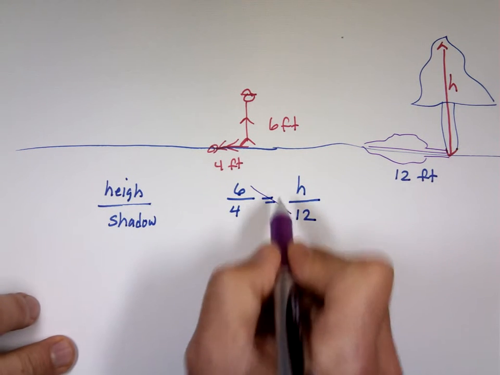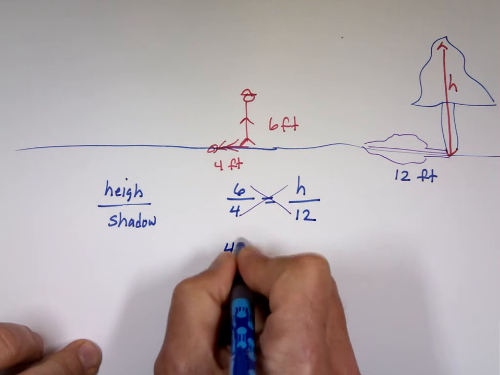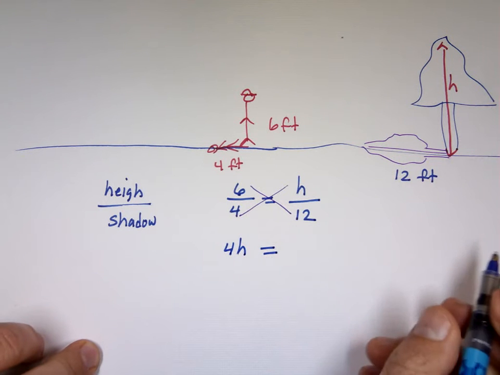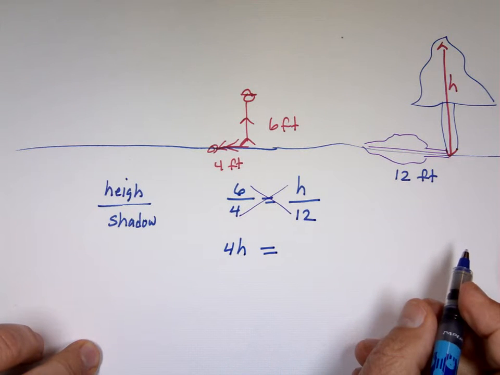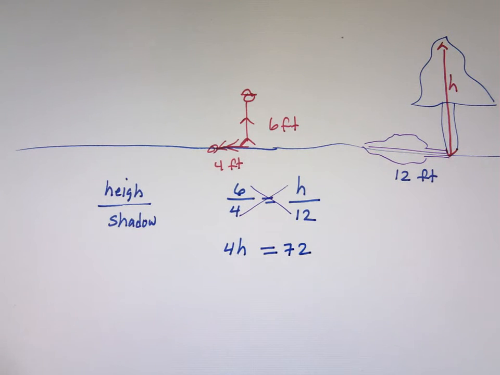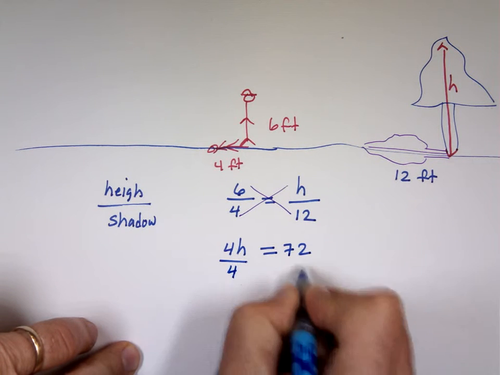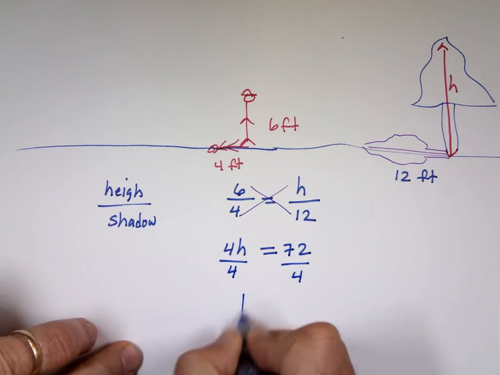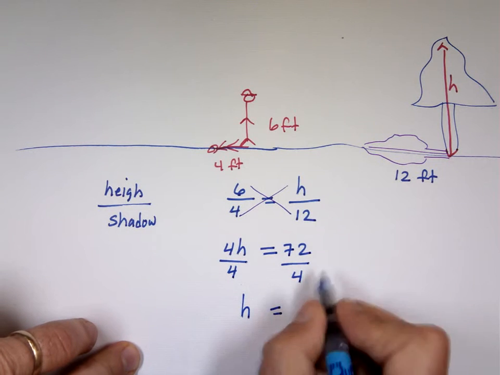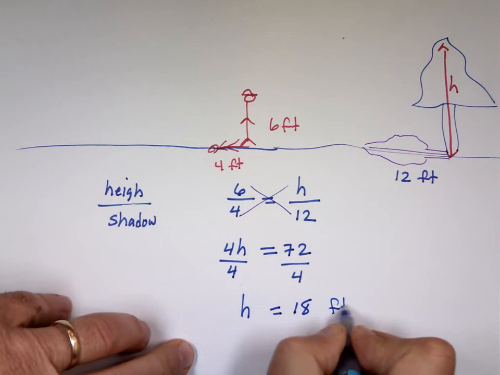Cross multiply. 4 times h is 4h, it doesn't matter which side you put them on. 6 times 12. Is that a 72? And to solve for h, we're going to divide both sides by 4 to make it 1h. What is 72 divided by 4? Is that 18? That tree is 18 feet tall.